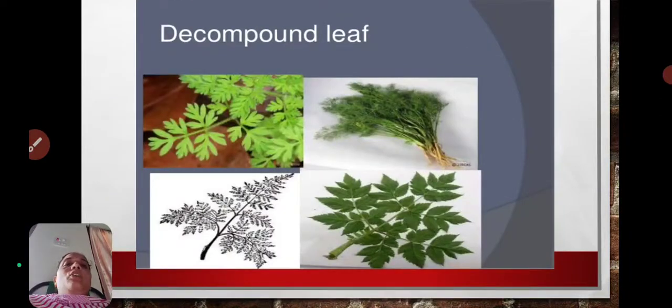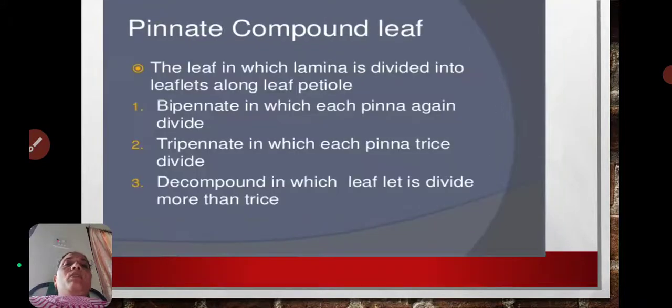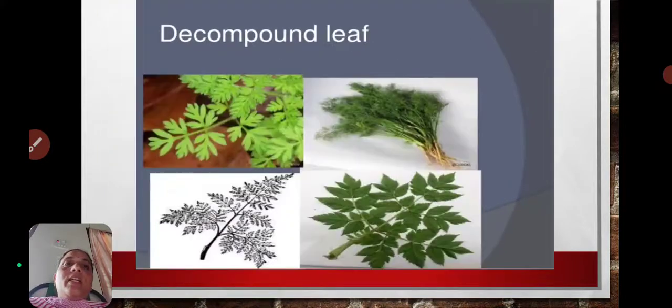So here decompound leaves are there. What is a decompound leaf? Decompound is one in which the leaflet is divided more than thrice. So here decompound leaves are there. These are divided more than thrice. Okay.